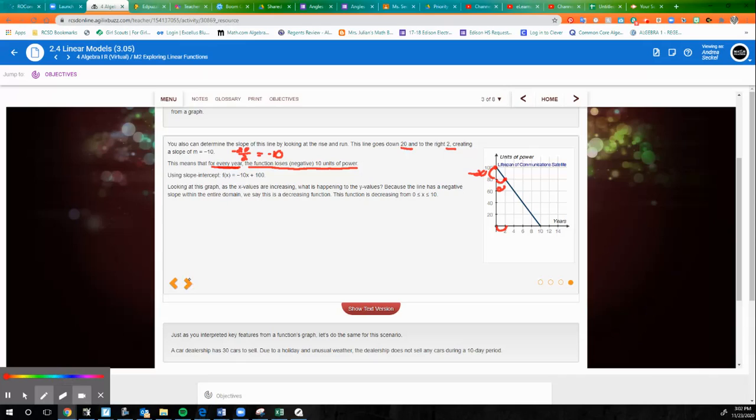Okay, so is this function increasing or decreasing? It's going down, it's decreasing. So hopefully that makes more sense. That's like the big part you want to do on this page. And we will then move on to slide 4.